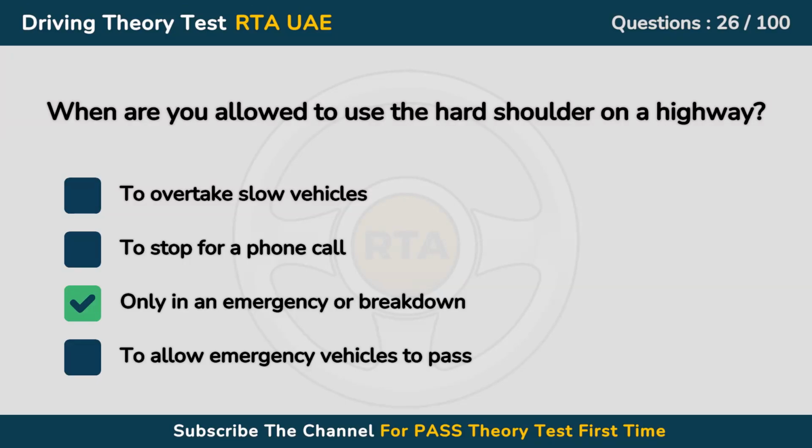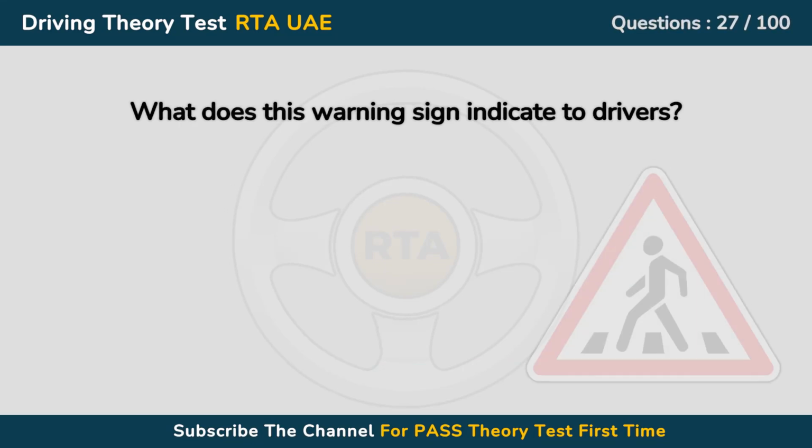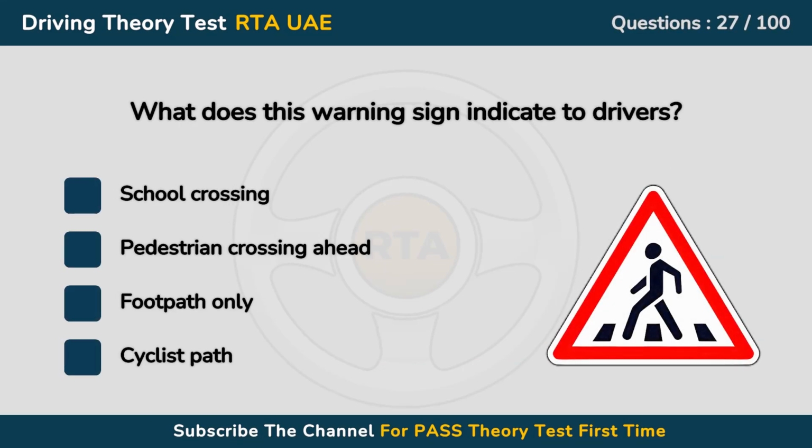Answer is C. Only in an emergency or breakdown. The hard shoulder is strictly for emergencies or vehicle breakdowns. Using it for any other purpose is illegal and dangerous. Question 27. What does this warning sign indicate to drivers?